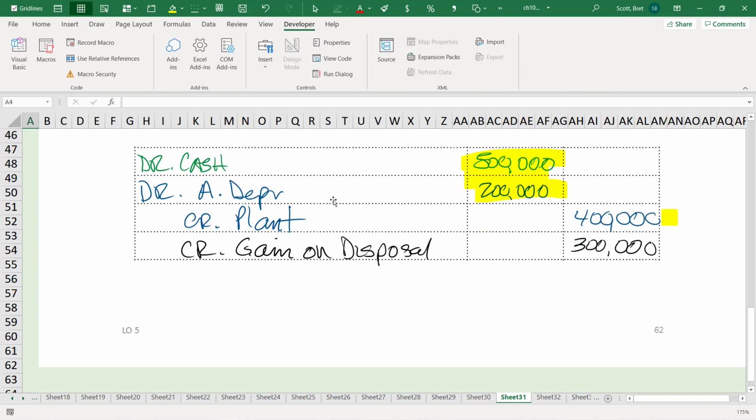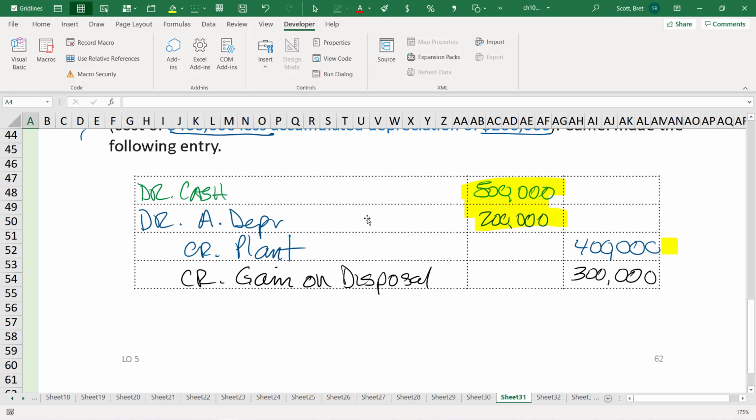And that is all I have for Learning Objective 5. So we are done with Chapter 10. Yay!